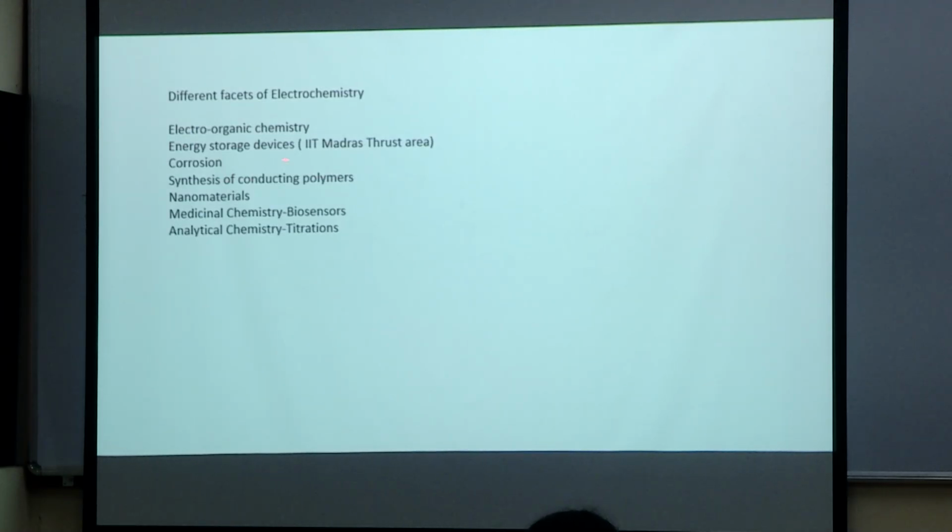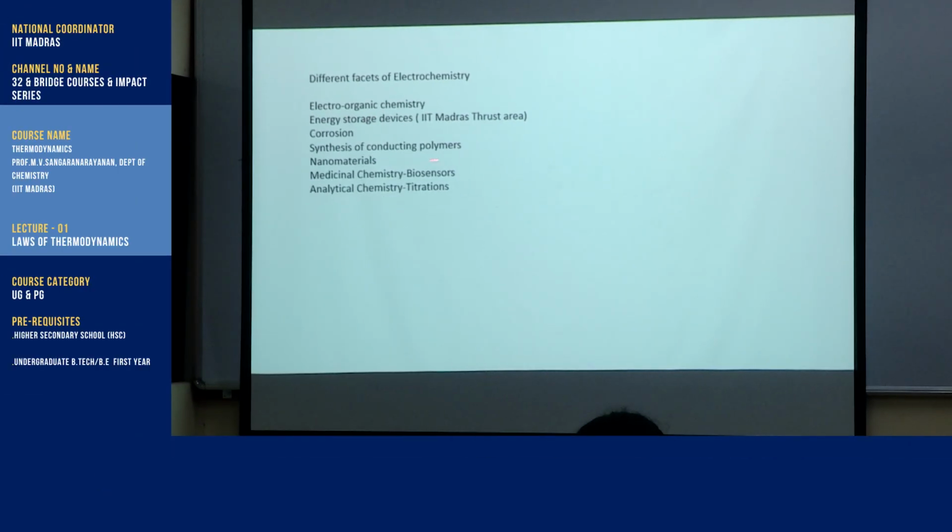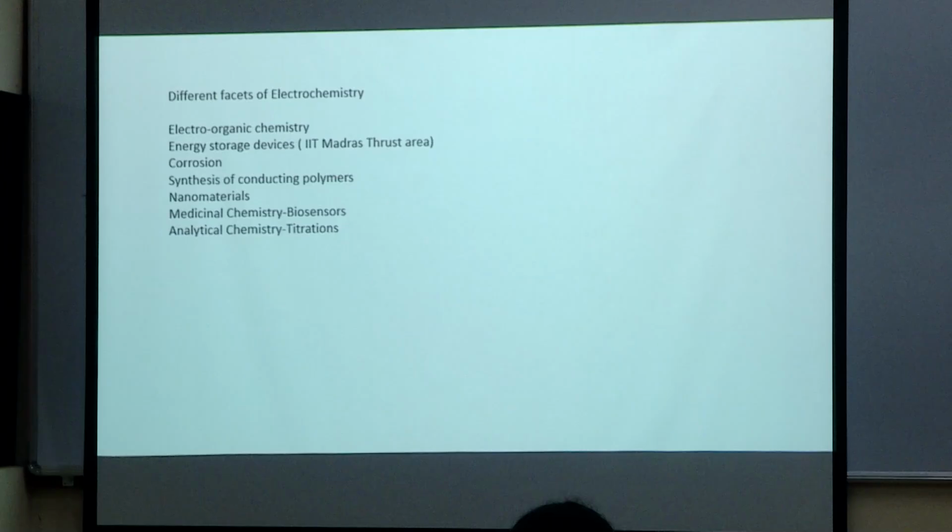Then energy storage devices, batteries, fuel cells, supercapacitor, which is a thrust area at IIT Madras. We got a huge amount of money from the government of India for energy storage devices. Then corrosion of metals, prevention of corrosion. Then conducting polymers. In our lab, we did a lot of work on polypyrrole, polyaniline, polythiophene, polyindole, and used them for supercapacitors and so on, and biosensors. Then nanometals you can get by electrochemical methods.